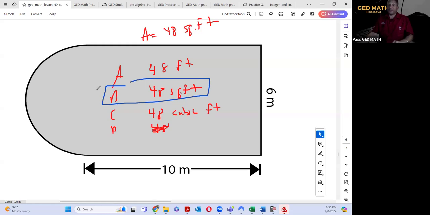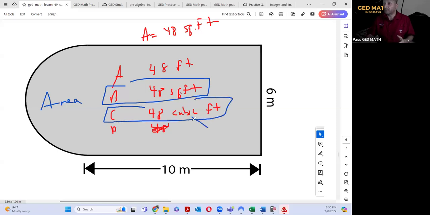If we are talking about area, we're talking about square feet, square centimeters, square inches. If we're talking about volume, that's where the cubic comes from. So when you're reading word problems, if they say something is 48 square feet, they're giving you the area. If they say the capacity of something is 48 cubic feet, they're giving you the volume. So it's very important for you to understand.